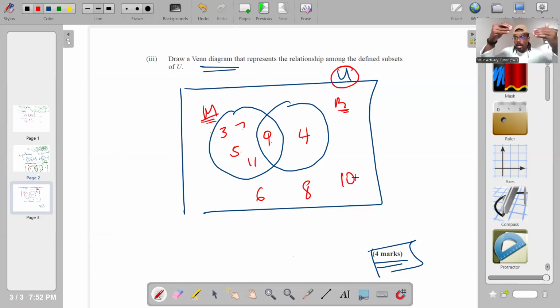So you have to make sure that all of the numbers of the universal set are still in the entire diagram. That makes sense? These are just the elements that don't belong to the M and the R. So you have to make sure you put them there. 4 marks, get your 4 marks.